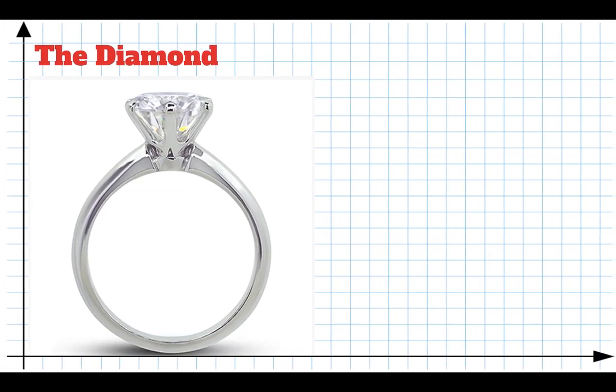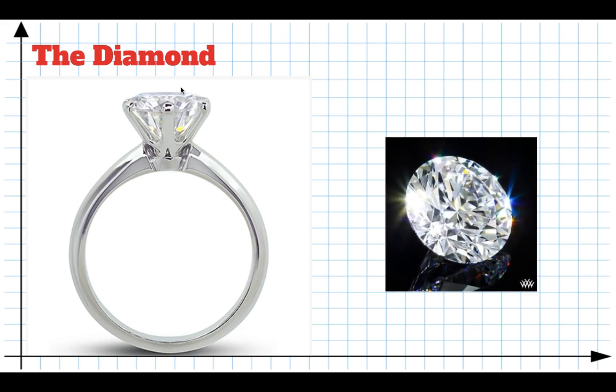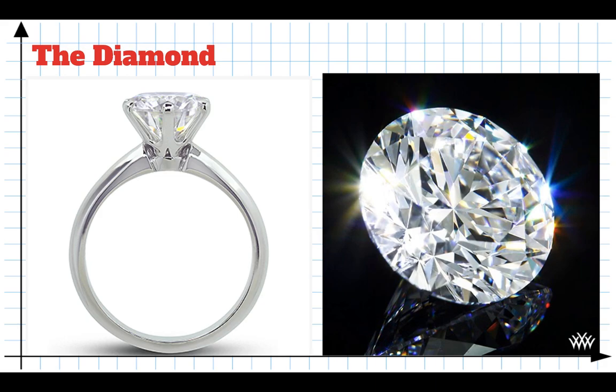So diamonds are typically mounted with little tiny prongs that hold the diamond on so that lots of light can get underneath. And it's the light underneath that gets internally reflected and pops out the top that causes a diamond to be so brilliant. So that's another example of total internal reflection.